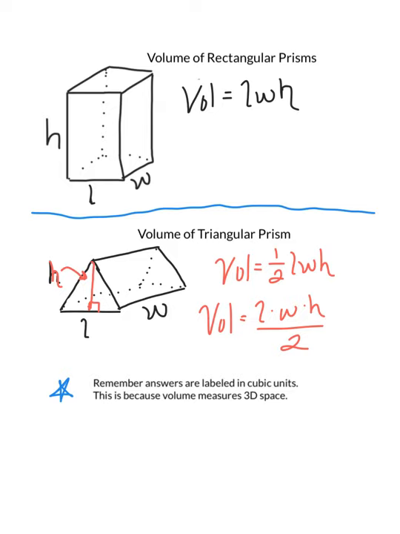Next, let's look at the volume of a triangular prism. Here we have a triangular prism. Its bases are triangles, and then it has rectangles going all around it. To find the volume of a triangular prism, we take half times the length times the width times the height. Or we can take the length, the width, the height, multiply them together, and then divide that answer by 2. Very simple, just follow the formulas.